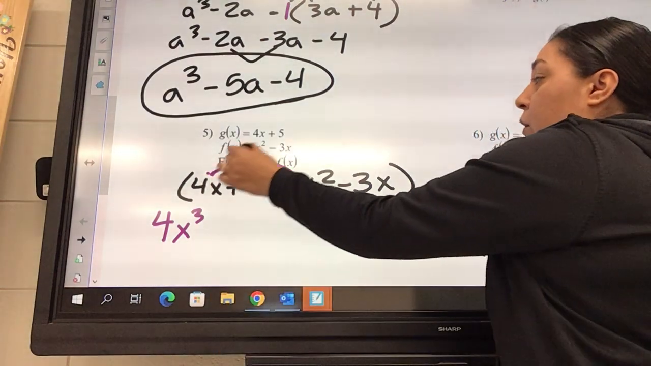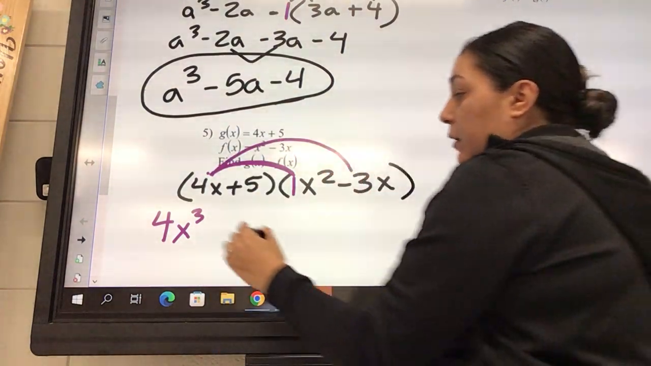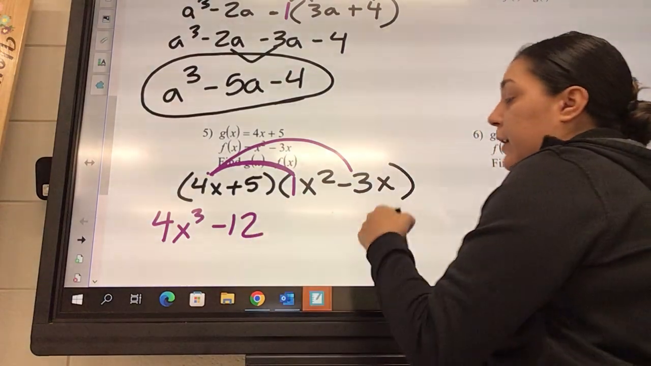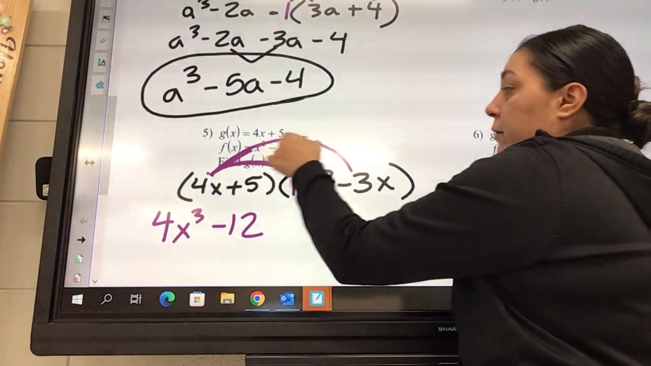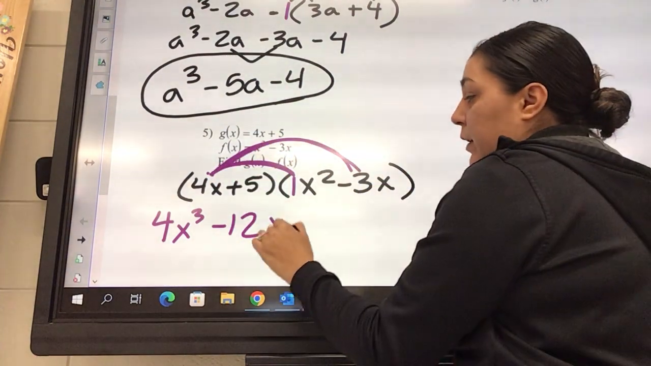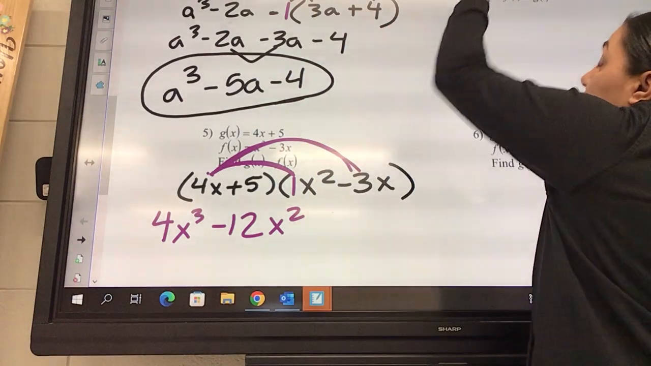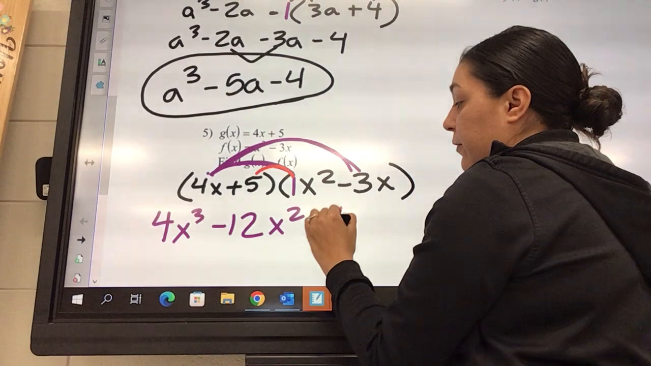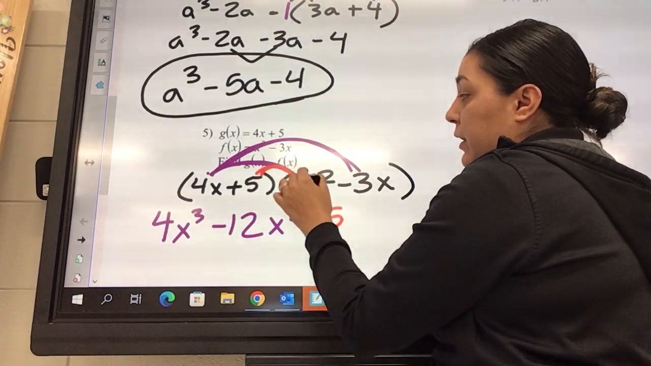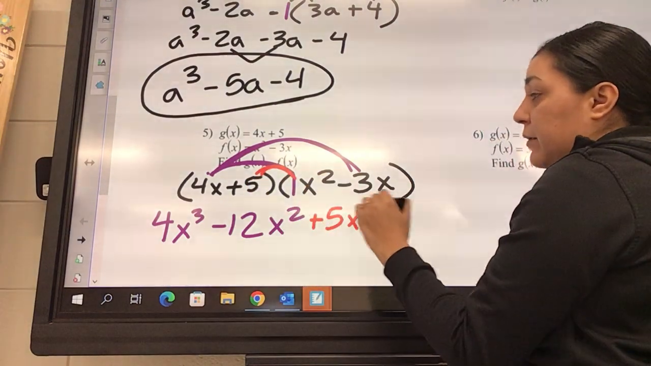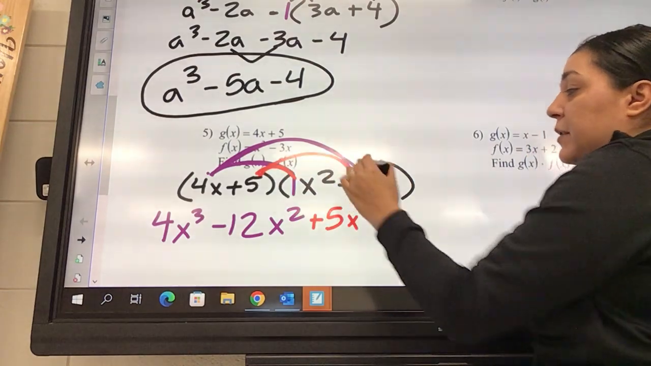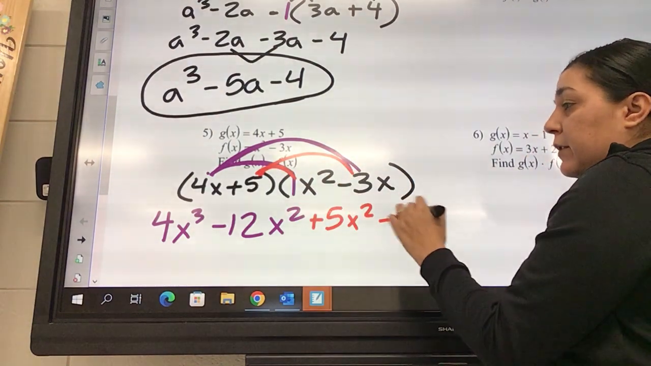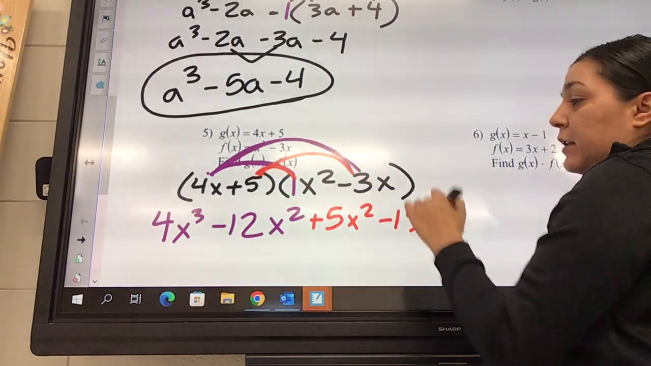We're going to say 4 times negative 3, it's going to be negative 12. And again, how many x's do I got? Well, I got 1 and I got 1, so that's going to be x^2. Then I say 5 times 1, it's going to be 5. And then from here to here, I only got 2 x's. I got 5 times negative 3, it's going to be negative 15. And again, from here to here, I got 1x.